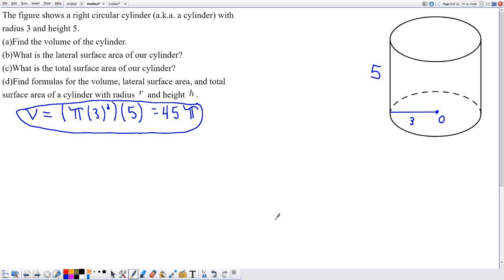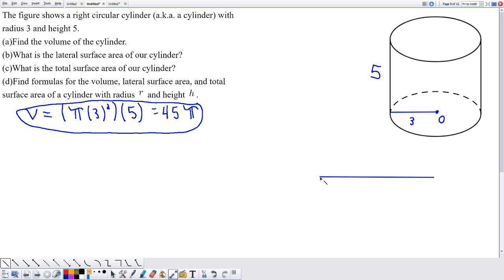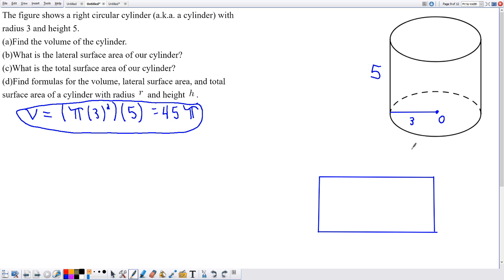Well, if we unraveled this cylinder, it would make a rectangular shape. So we can represent that by drawing a rectangle. It can be a little hard to imagine, but just try to imagine cutting the Pringles can down the middle and unwrapping it. This would be the side of the cylinder being unraveled, where we would know that this distance here, the length, would be 5, because that represents the height along which we unravel it.